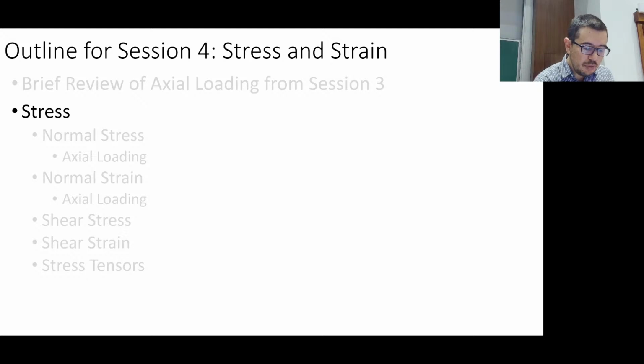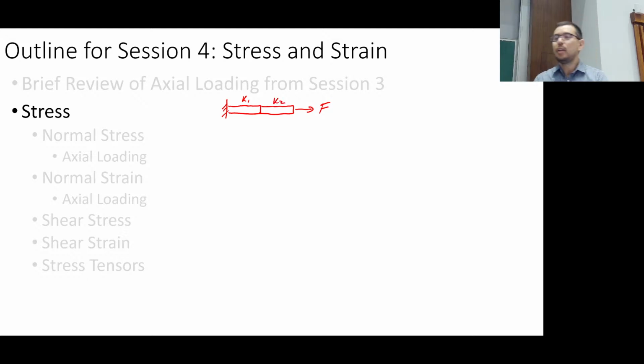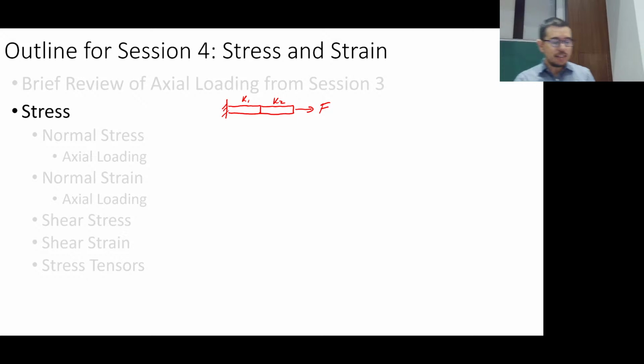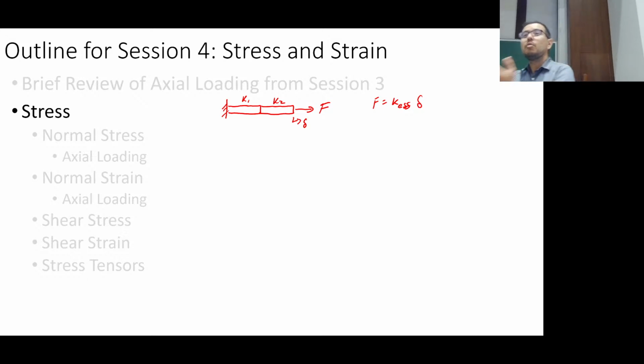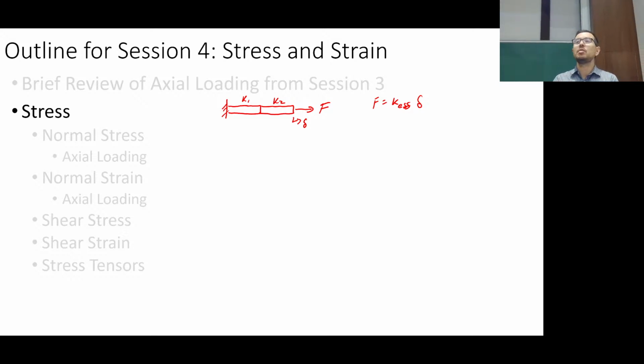Okay, so if you saw a bar that looks something like this, with two sections, and there's a force there, and you've got, let's say, a K1 and a K2. And I say, I'm interested in the delta, and I want to know the effective spring constant that relates the delta and the applied force. What would you say here? What is K effective going to be?